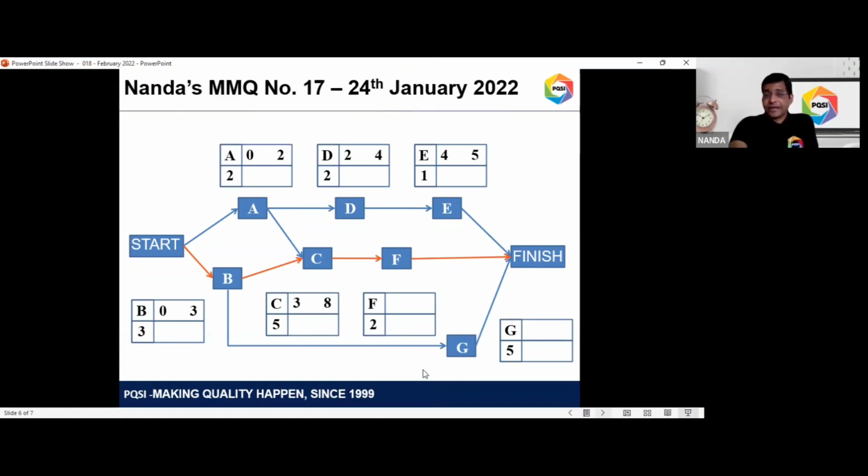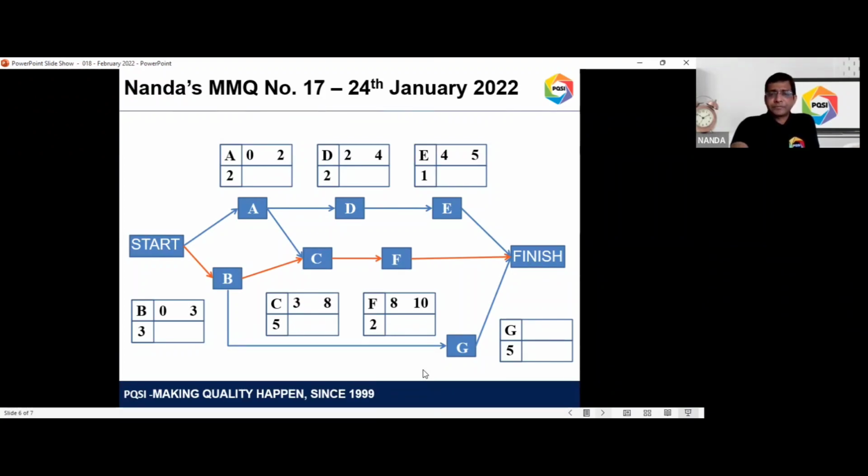Similarly, E needs activity D to be completed. That means the earliest start will be the earliest finish of D. The earliest finish of D is 4, so the earliest start of E will also be 4. It takes 1 day to complete E, so the earliest finish could be 5 days. Now coming to F, you need C to be completed. The earliest finish for C is 8 days, so the earliest start for activity F will be 8. 8 plus 2 will be 10, the earliest finish for F.